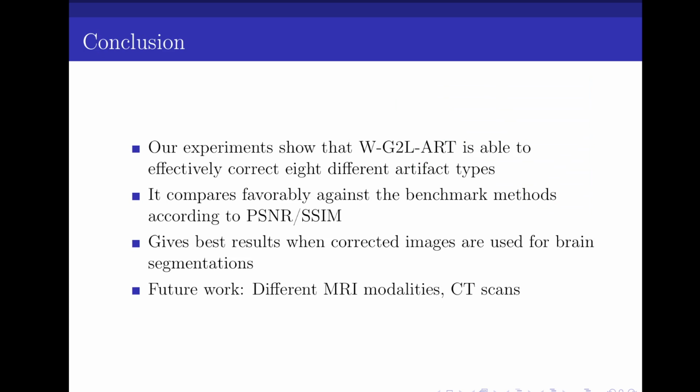Let's go to the conclusion. Our experiments have shown that our method, WG2L-ART, is able to reverse 8 artifact types that often occur in practice. We have shown that the PSNR and the SSIM score of our method are very good. Furthermore, we have shown that our method works for a brain segmentation scenario that is often found in practice. Future work will include different MRI modalities and also CT scans.